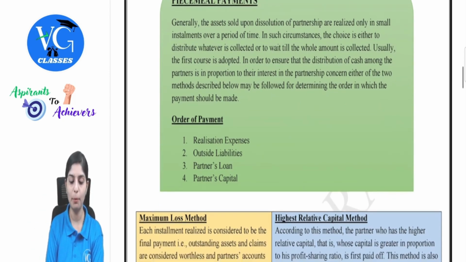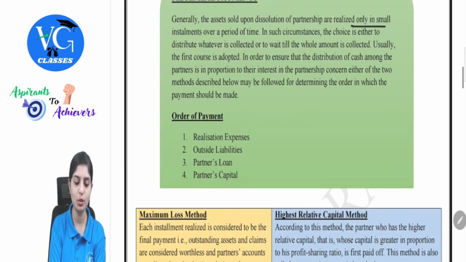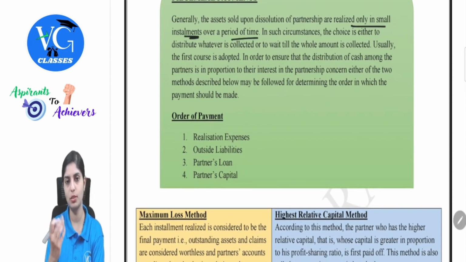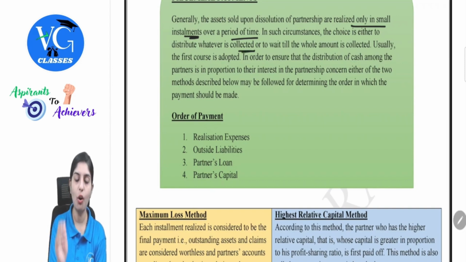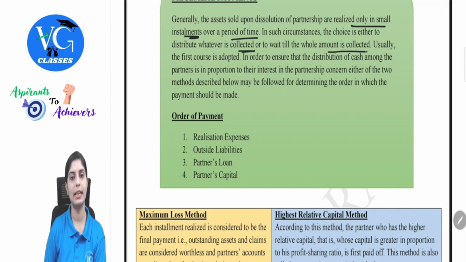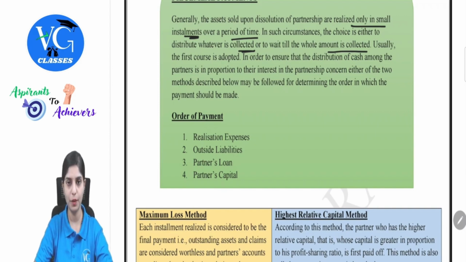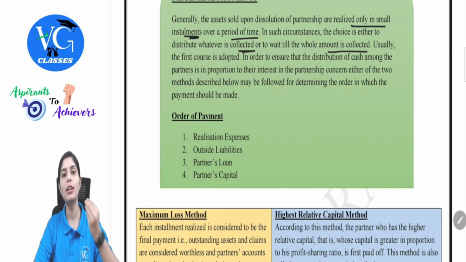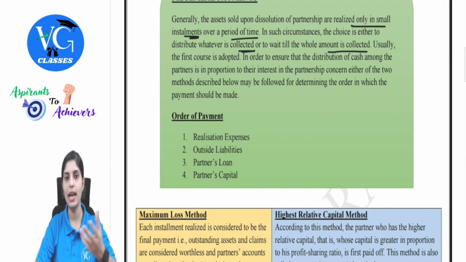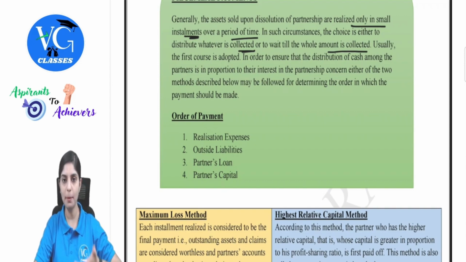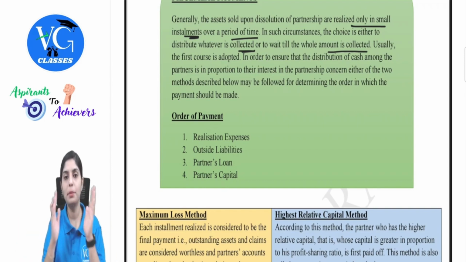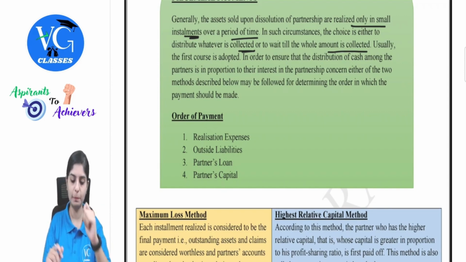So what does it say here? Generally, the assets sold upon dissolution are realized only in small installments over a period of time. This is what is practically possible. In such circumstances, the choice is either to distribute whatever is collected or to wait till the whole amount is collected. So it purely depends on the partnership firm to distribute as and when you're realizing the asset. That is, as and when you're selling the asset one by one, you get some money, and immediately you use that to settle it off. Or wait until the complete assets present in the firm are sold. So the choice purely depends on the firm.